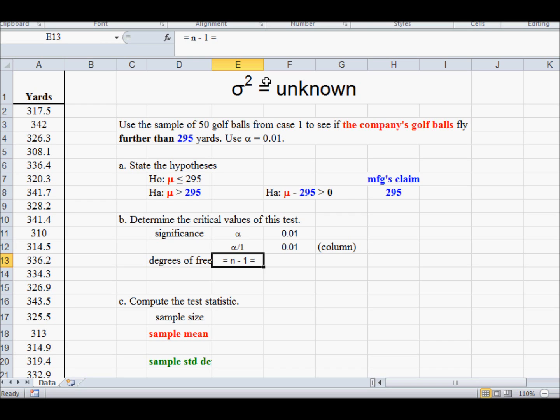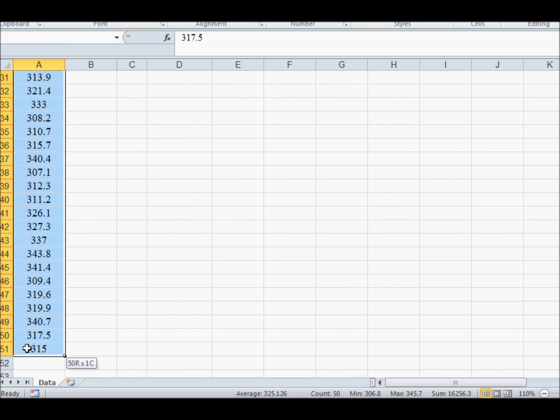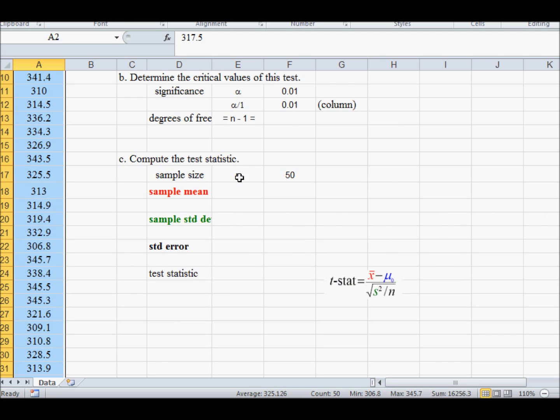So the degrees of freedom in a sigma unknown problem is equal to n minus 1. And the sample size here was 50. How do I know it's 50? Well, when we copied in the data, we had copied in 50 observations. And you can see that in the gray box just to the right of the white cursor. So the sample size is 50.